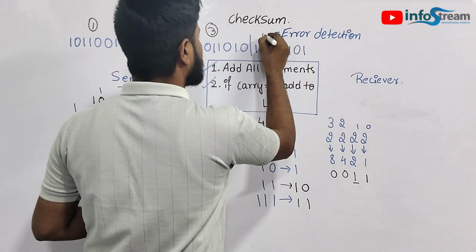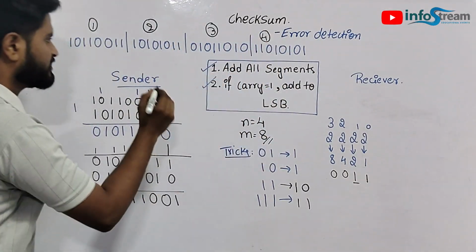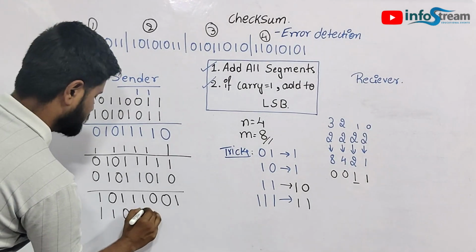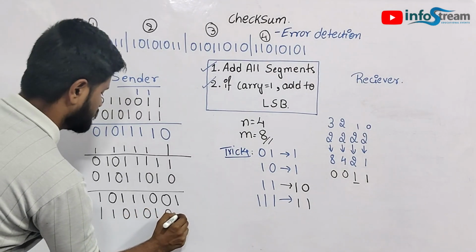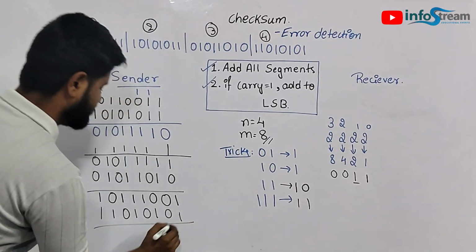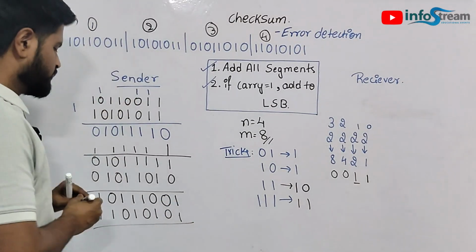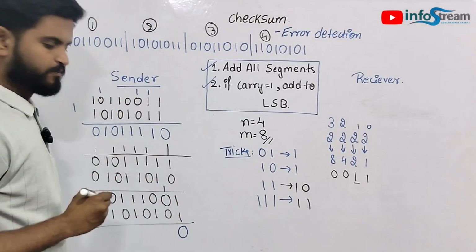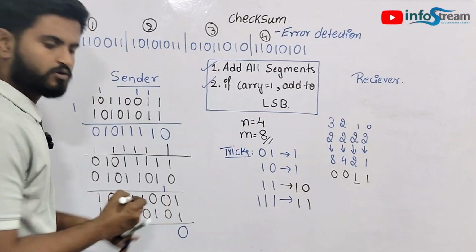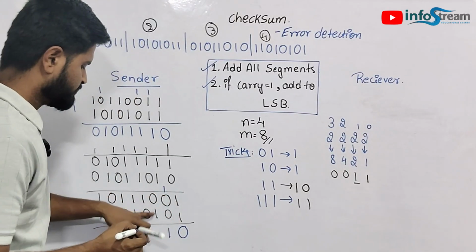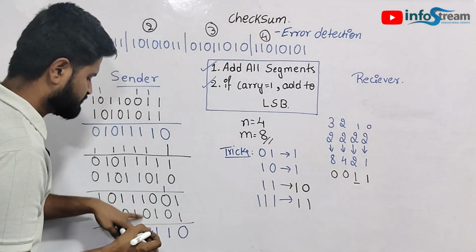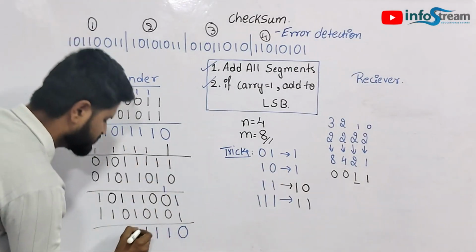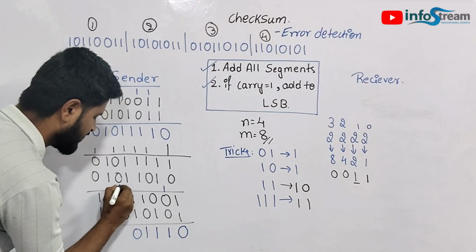That is, we will be adding the fourth frame. So what is the fourth frame? 1, 1, 0, 1, 0, 1, 0, 1. So now if we add it, 1 plus 1 will be 2. So we will represent 2. 0 will be the sum and 1 will be the carry. 1 plus 0 plus 0, it will be 1. 0 plus 1, 1. 1 plus 0, 1. 1 plus 1, it will be 2. So 0 will be the sum and 1 will be the carry.